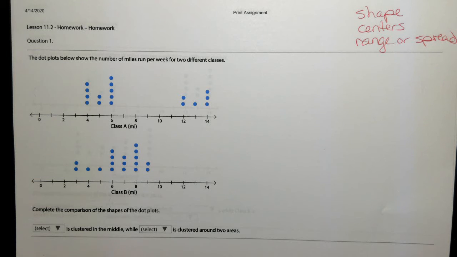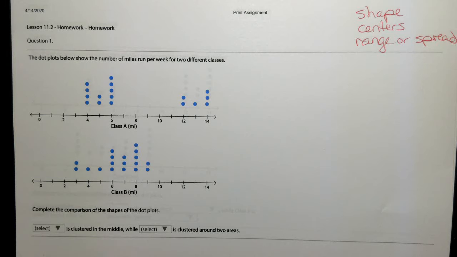Hello everyone. This is going to be working through problems for lesson 11.2, where we're comparing data in two different dot plots. Before we begin, I want to remind you that when we're doing dot plots, we have the ability to compare two different populations or distributions in three different ways.